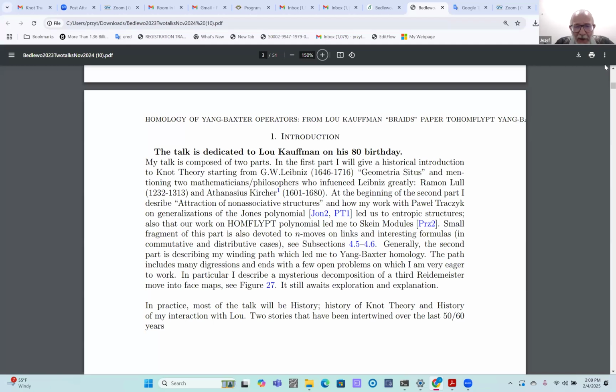And then I said I will talk about N moves, about some interesting formulas, but really mostly I'm interested in the last months in Yang-Baxter homology. I will mention this shortly, but mostly I will talk about the history of knot theory. So as I said, the path has many digressions. But as it is written at the bottom, in practice most of the talk will be the history of knot theory and the history of my interactions with Lou, two stories that have been intertwined over the last 50, 60 years. Probably Lou will protest that it's 60 years, but probably closer to 50.